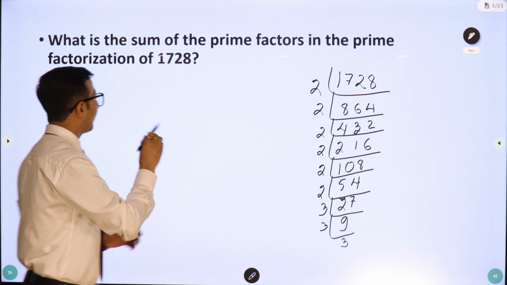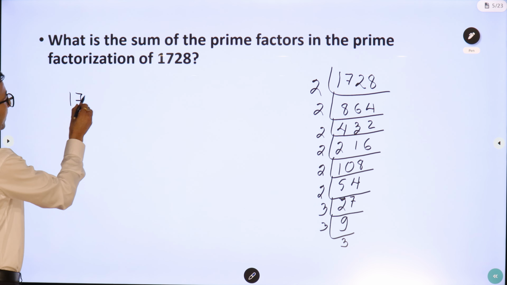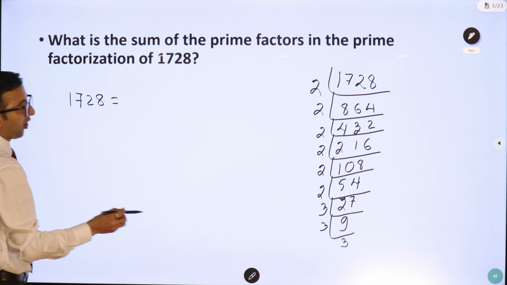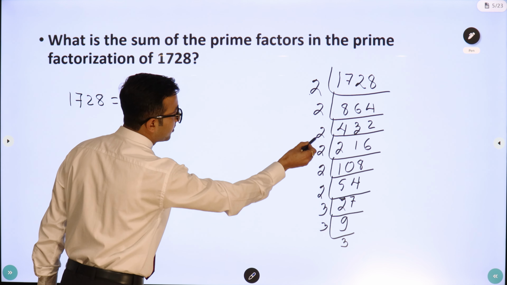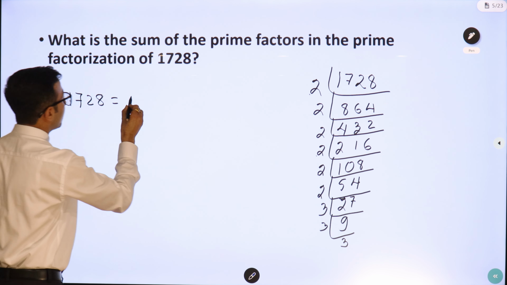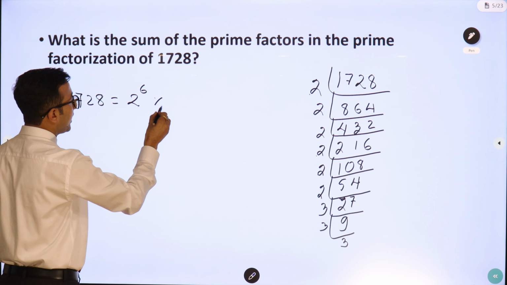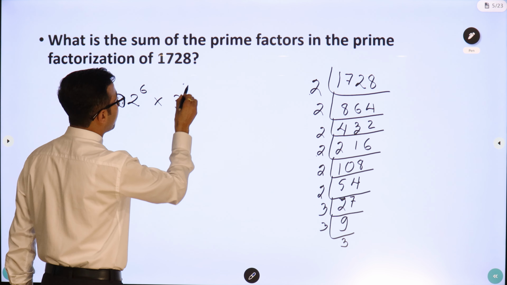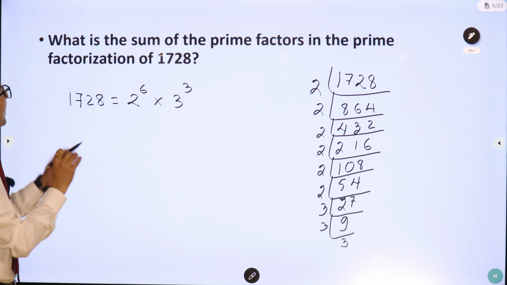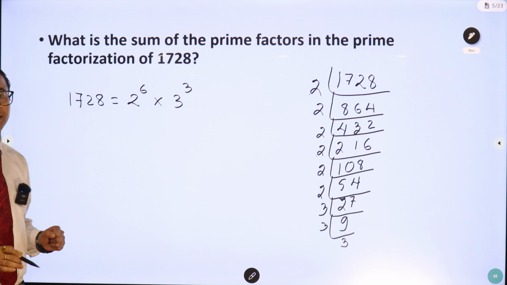So this is the prime factorization of the number 1728. Now this 1728 can be written as, how many 2's are there? 1, 2, 3, 4, 5, 6. So 2 raised to the power 6 into 3 raised to the power 3. So this is the prime factorization of the number 1728.